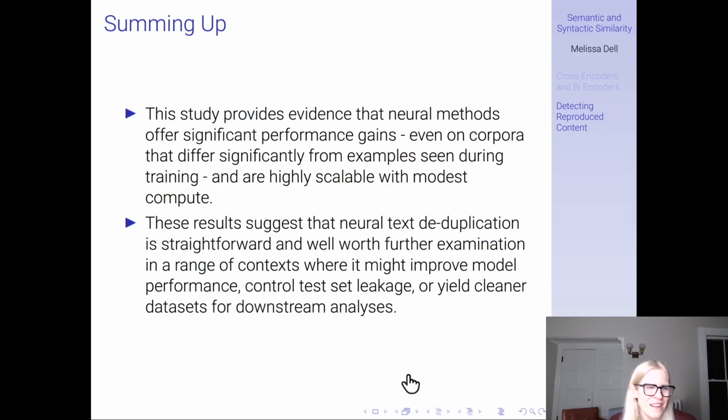I think in the context of this class, if you have a problem where you want to understand whether two texts are the same or not, it should be highly feasible to apply neural methods, and it should lead to a lot more accuracy than applying the standard n-gram-based methods.